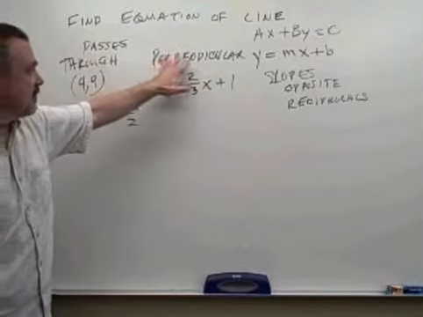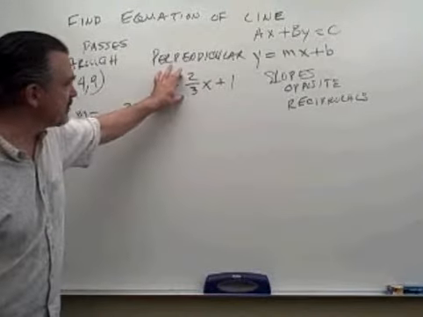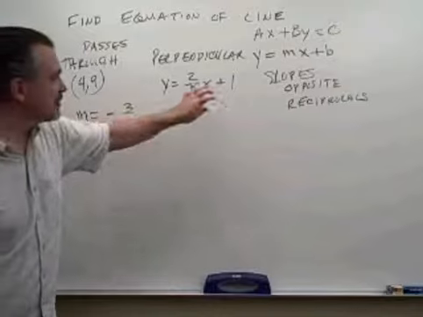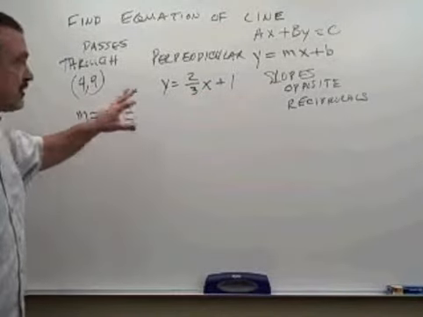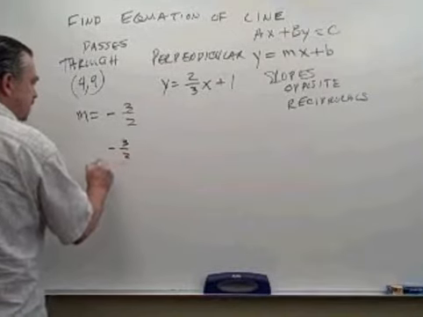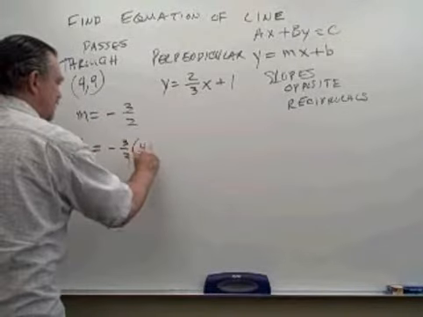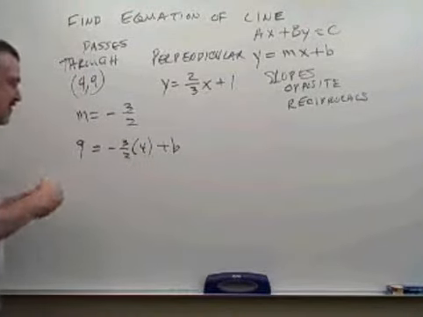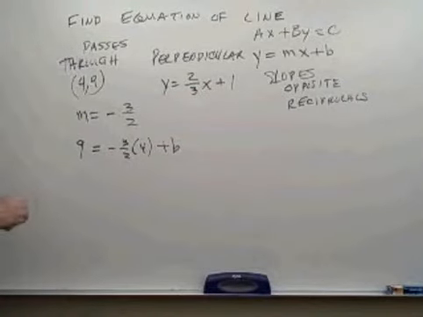If our line is going to be perpendicular to that one, then our slope has to be the opposite of positive, which would be negative. The reciprocal of 2/3 is 3/2. So now I have my slope m. I'm going to use that slope m, take the y value of 9, take the x value of 4, and just as we've done before, we can now find the b value.